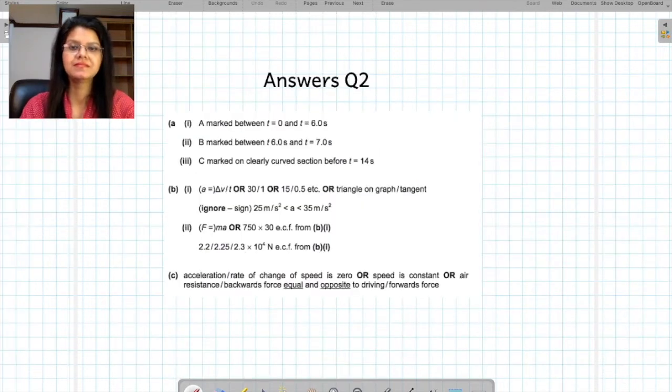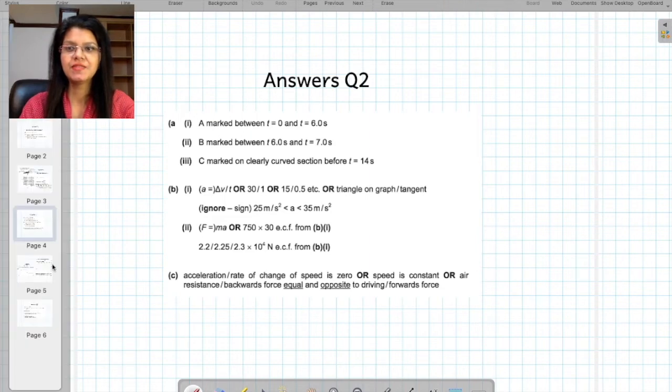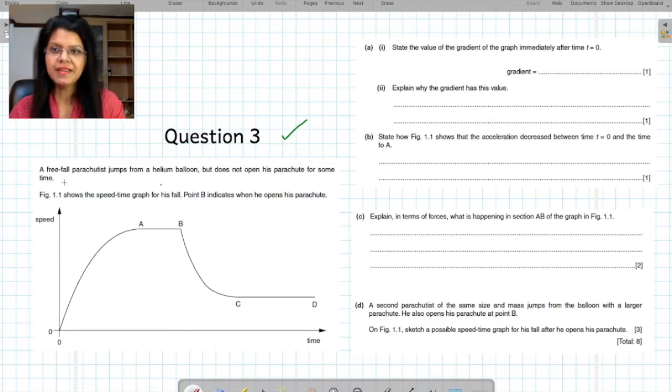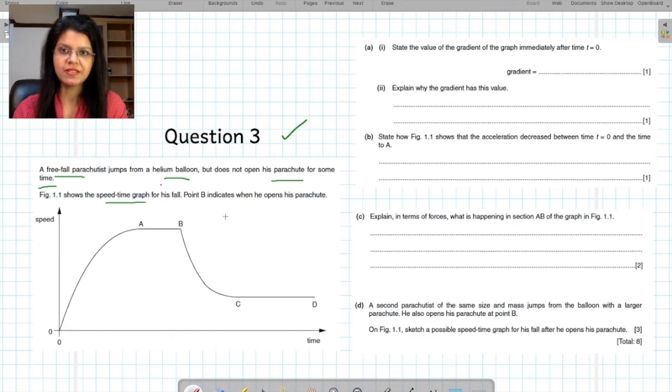Alright, let us move on to the third and the last question that we are going to practice on the terminal velocity here. So what is happening? A free fall parachutist jumps from a helium balloon but does not open his parachute for some time. The figure here shows the speed time graph for his fall. The point B indicates where he opens his parachute. He opens the parachute at this point.